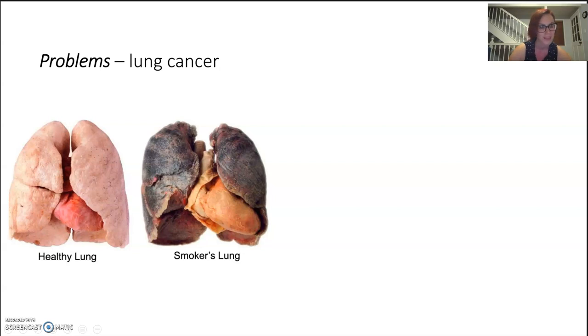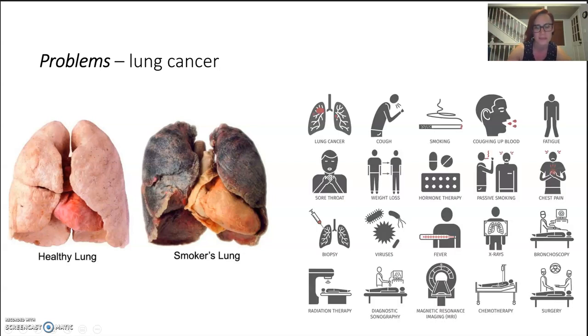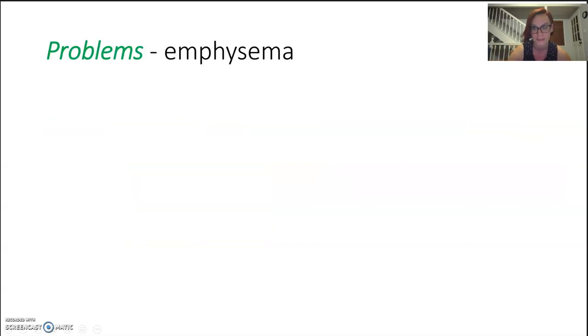Now, sometimes lung cancers can metastasize, right? There's a lot of blood going to the lungs. That means that if any part of that tumor pops out into the blood vessels, it can travel to any other part of the body. There's a hell of a lot of symptoms that can mean that you have lung cancer.